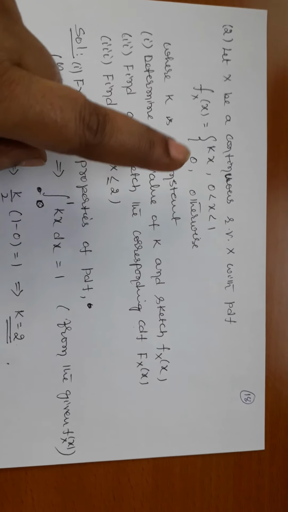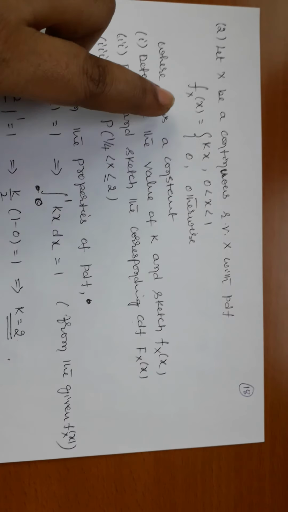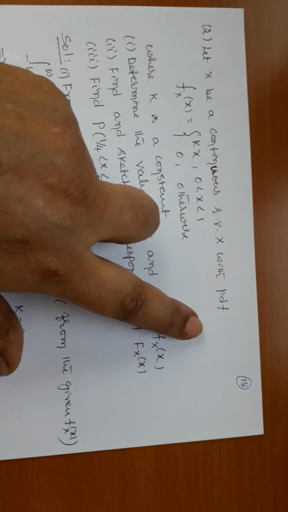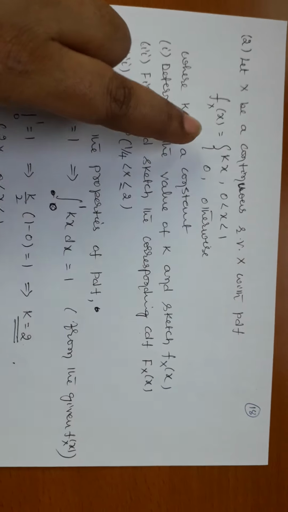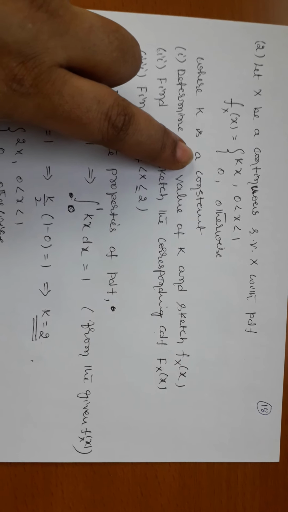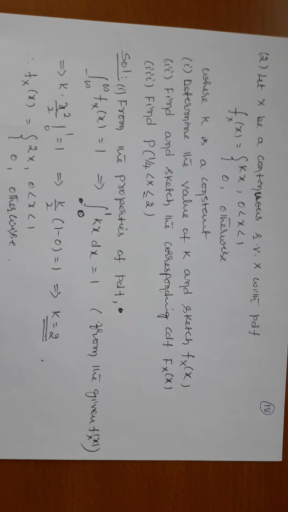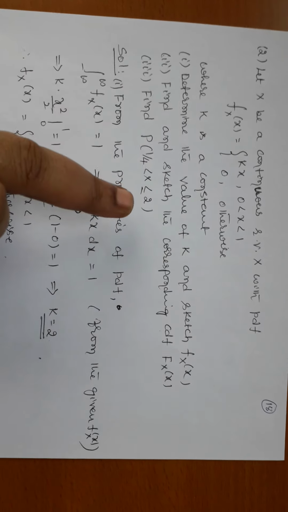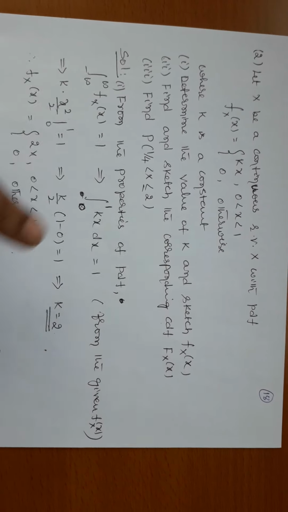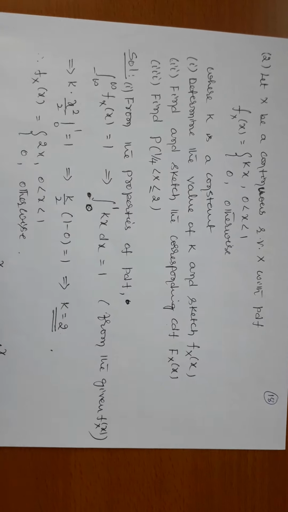Okay, let x be a continuous random variable with a probability density function, PDF, which is unknown. The probability density function is fx of x is equal to kx for x lying between 0 and 1, and 0 otherwise, where k is a constant. Determine the value of k and sketch fx of x, meaning sketch the corresponding PDF. Find and sketch the corresponding CDF, meaning the cumulative distribution function, capital Fx of x, and also find probability of x greater than 1 by 4 and less than or equal to 2.